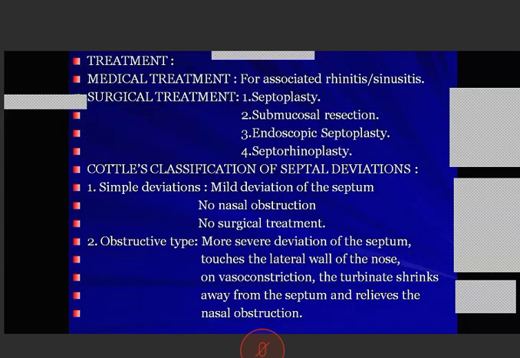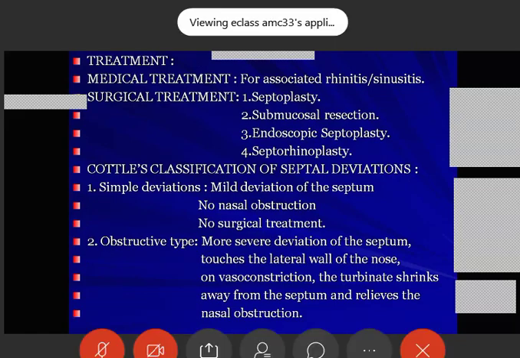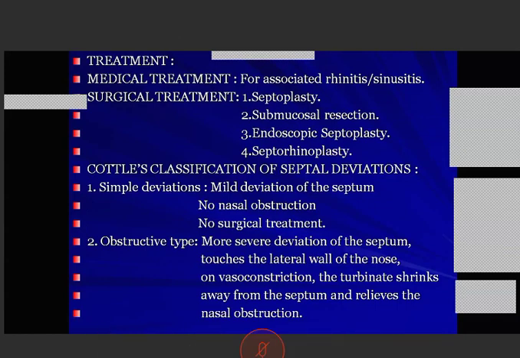So treatment: medical treatment is only for the associated rhinitis or sinusitis. Surgical treatment is septoplasty, submucous resection, endoscopic septoplasty, septorhinoplasty. If there is an external nasal deformity along with the deviated nasal septum, you will do a septorhinoplasty. Septoplasty you do when there is an anterior deviation of the septum or the cartilaginous deviation, and submucous resection you will do when there is a posterior deviation of the septum.